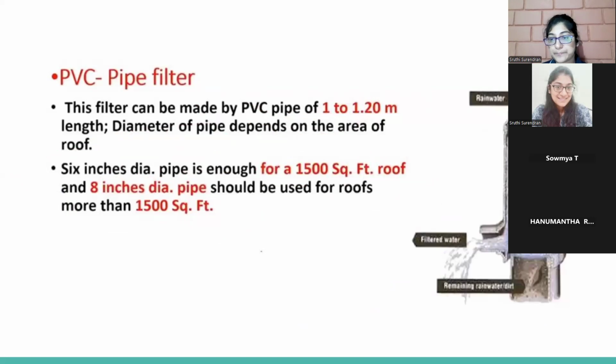So this also serves as a filtration system because you see water coming out of here. Large particles will not come out through this outlet, or it will not enter the pipeline. So PVC pipes can also be considered as a filter. 6-inch pipe and 8-inch pipe. 6 in the case of roof areas having 1,500 square feet area. But if it exceeds this, you might have to use an 8-inch diameter pipe.